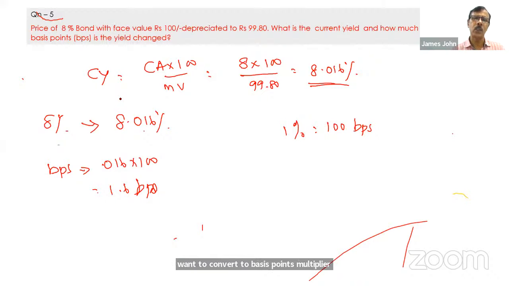So 0.16 into 100 is 1.6 basis points. So the yield has increased by 1.6 basis points.